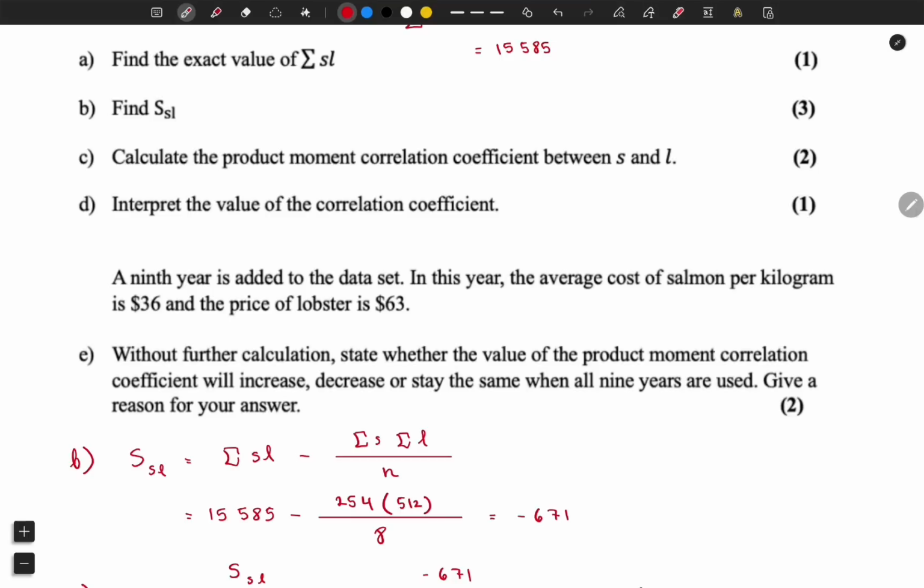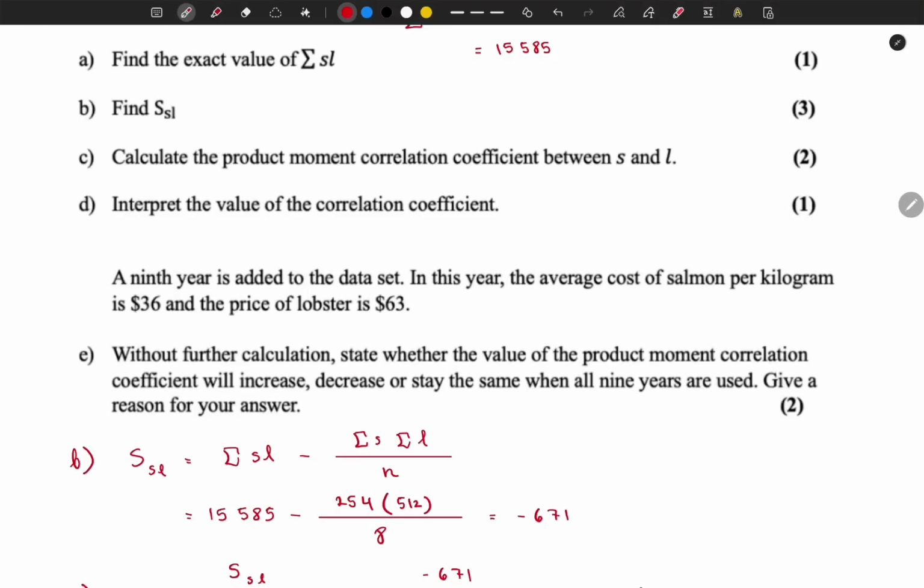Now in the next part, a ninth year is added to the dataset. In this year, the average cost of salmon per kilogram is 36 and the price of lobster is $63. Without further calculation, state whether the value of the product moment correlation coefficient will increase, decrease, or stay the same when all 9 years are used. Give a reason for your answer.